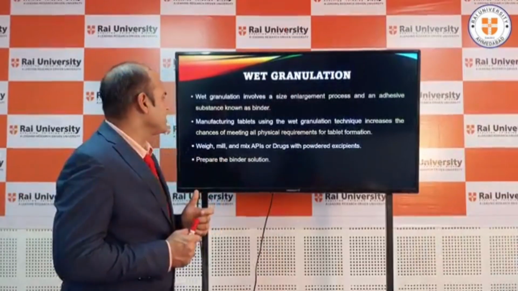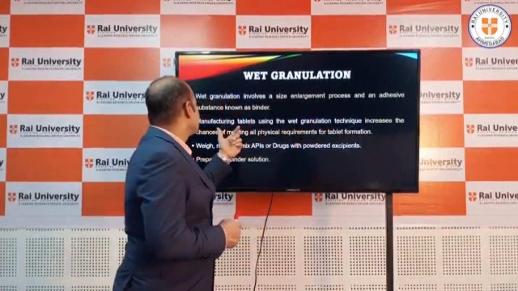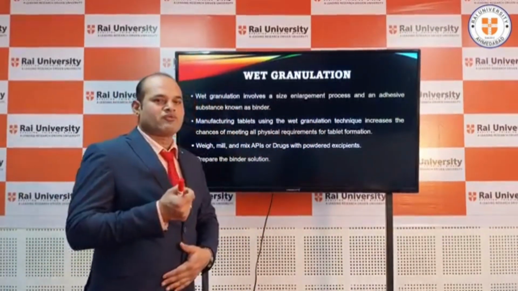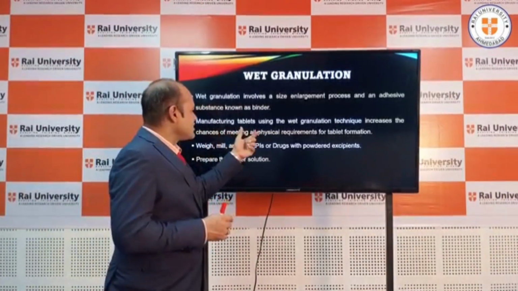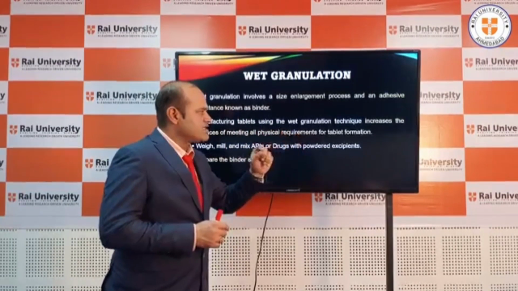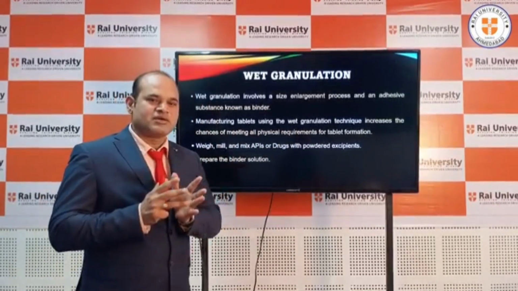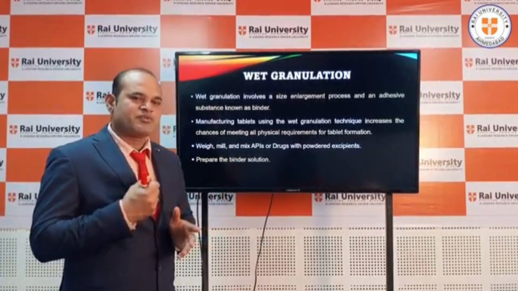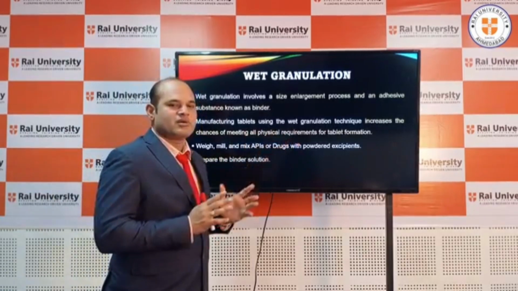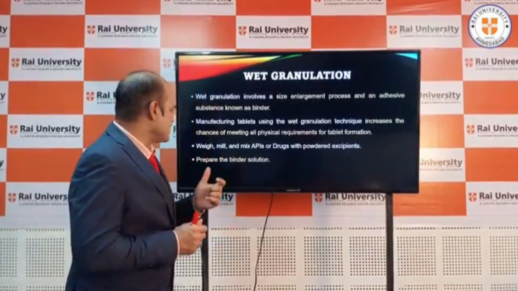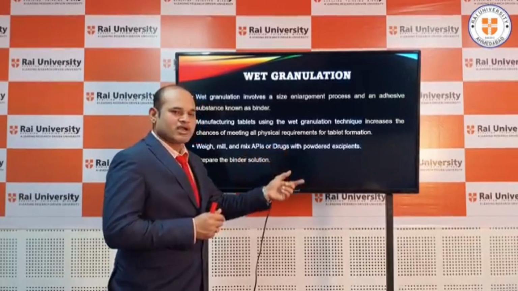Wet granulation method. The wet granulation method involves a size enlargement process and an adhesive substance known as binder. We have to prepare a binder solution, then we can go for the wet granulation method. Manufacturing tablets using the wet granulation technique increases the chances of meeting all the physical requirements for tablet formation. It is the preferable method for tablet formulation. What are the steps? First, weigh, mill and mix all the APIs or drugs with powder excipients.